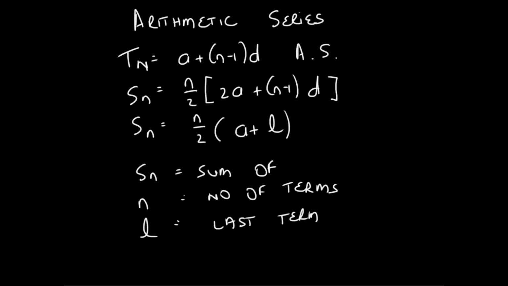We know the formula for the pattern, the arithmetic sequence, is Tn is equal to a plus (n minus 1)d. But when we deal with the sum formula, we have two options. We have Sn is equal to n over 2 times (2a plus (n minus 1)d). And then the second formula is Sn is equal to n over 2 times (a plus l). Now Sn refers to the sum, n is the number of terms, and l is the last term, right? a is still your first term, and d is still your difference.